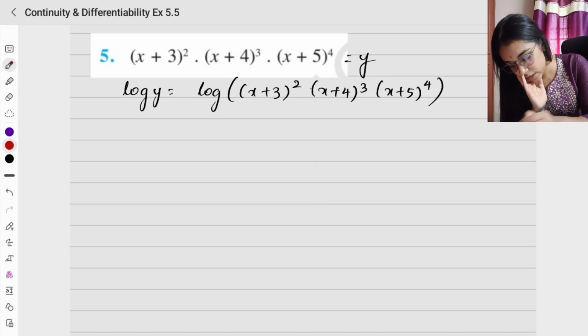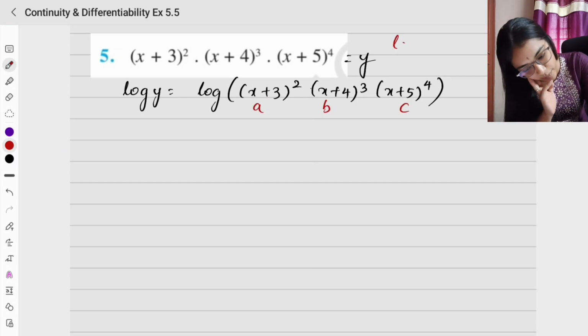Now I have log of a b c, a product. So can we write log of a plus b plus c? Log of a b is going to be log of a plus log of b. This is the formula.